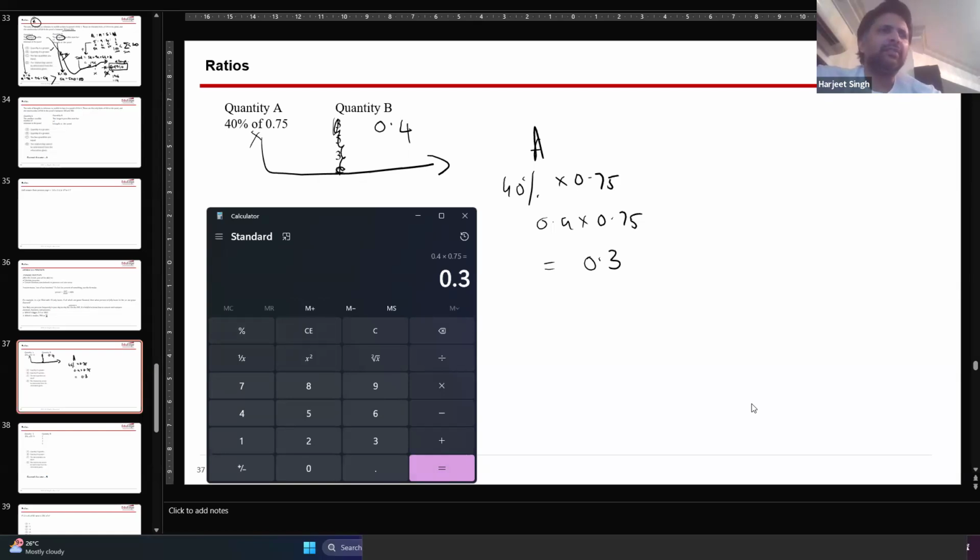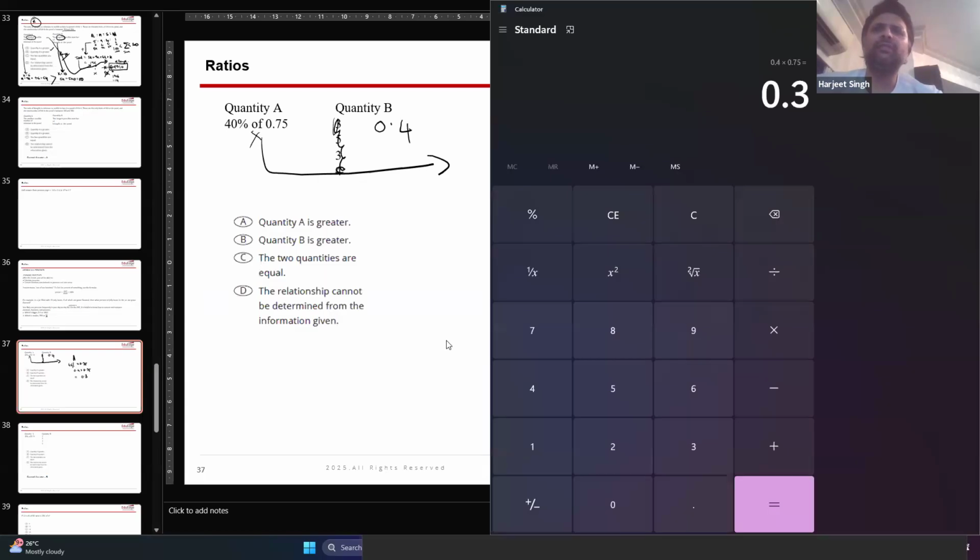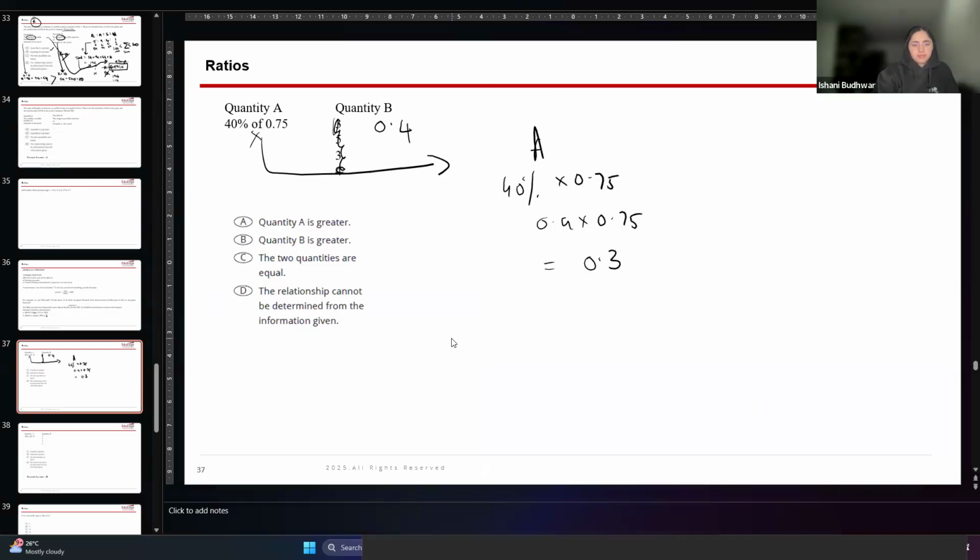Okay. So which is higher in this case? B. Yeah, B is higher. So simple one.